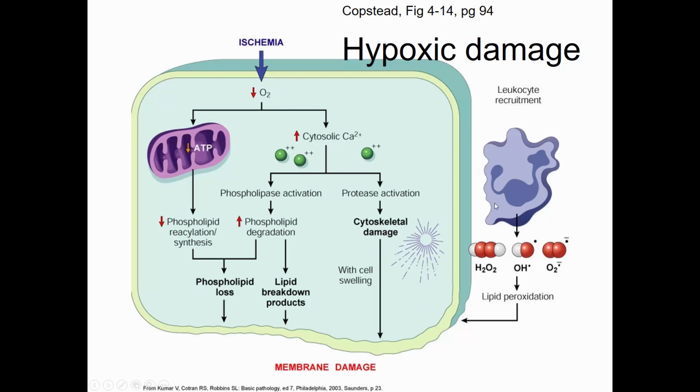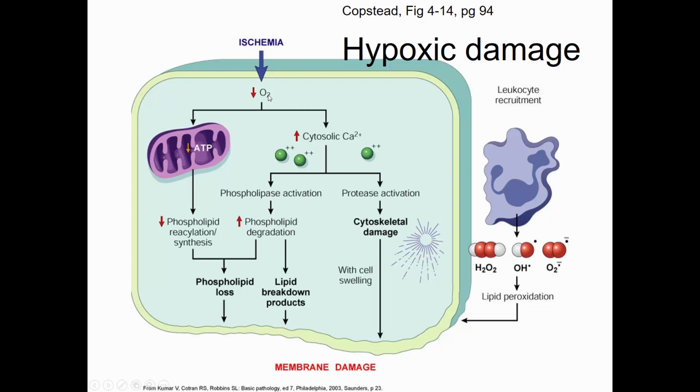So here's a number of things going on in this slide. Here's a cell that's not receiving blood supply. A low blood supply is ischemia, and if you're not getting blood, then you're not getting oxygen. That causes hypoxia, so you have less oxygen. If you don't have oxygen, then the mitochondria doesn't make ATP, and you can't synthesize phospholipids, and free radicals are going to break down your phospholipids. That can destroy the membrane.